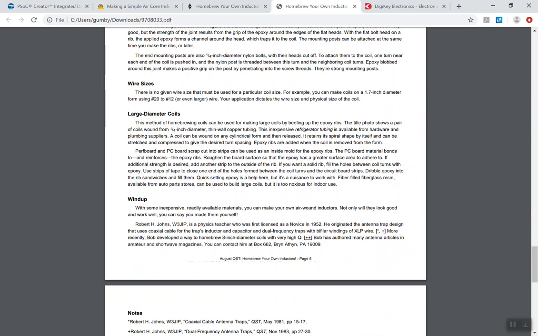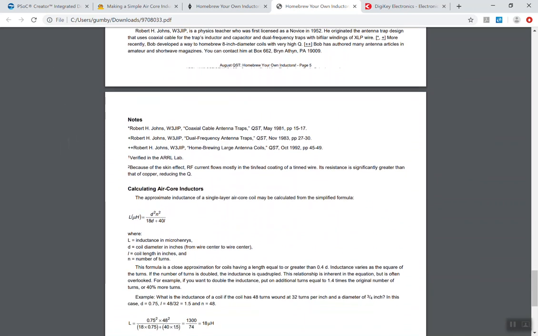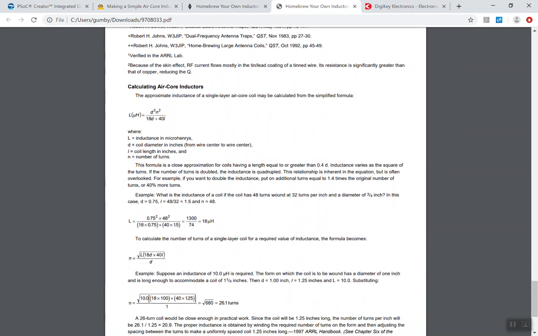and as far as the gauge, your application dictates the wire size and physical needs, but here is where you can get into the approximate inductance of a single layer air coil. It can be simplified from this formula, where this is the inductance in microhenries, where you have D, which is the coil diameter in inches from wire center to wire center. So that's the actual size of the coil that you're making. N is the number of turns you've done, and then L is the coil length in inches. And then it gives you an example here.